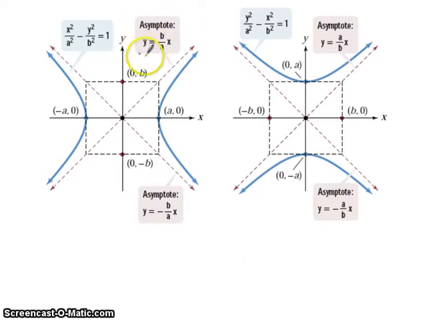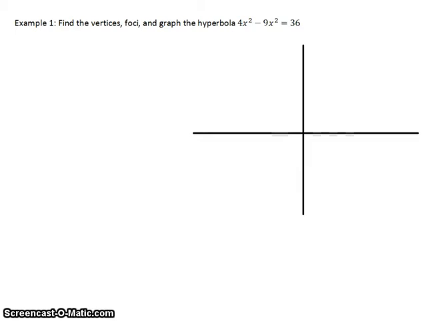So here we have how to come up with the equation for the asymptotes. You can memorize those, but I think it's easiest to just look at the illustration and come up with those equations of the asymptotes on your own.